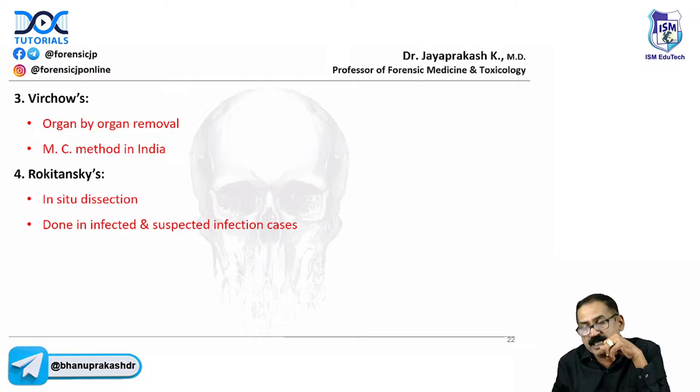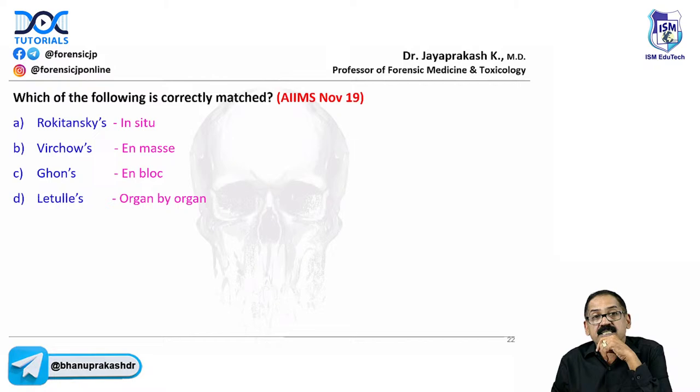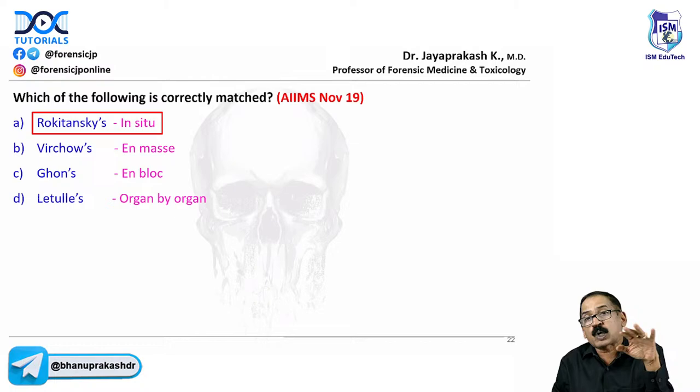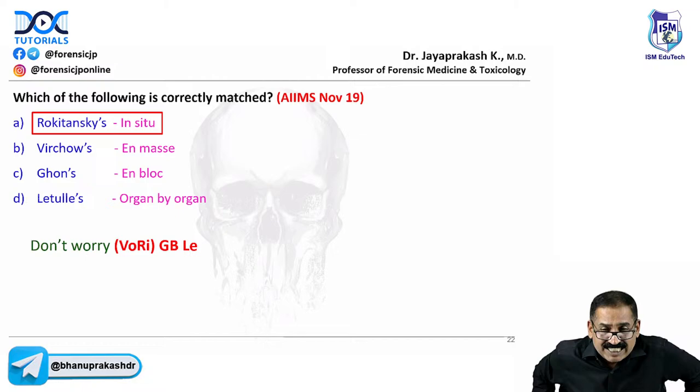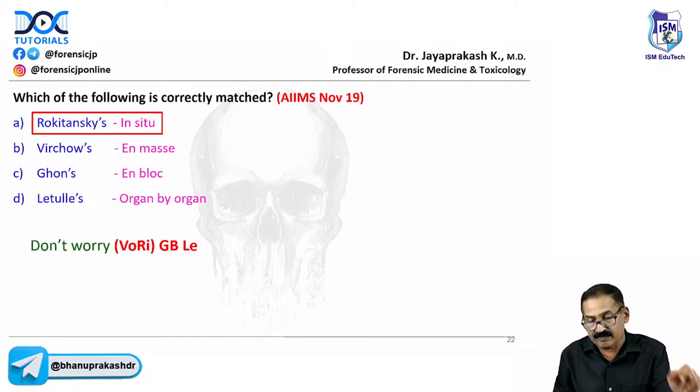Okay. Understood. No confusion. In Rokitansky technique, in situ dissection is done. Now, which is correctly matched? Correctly matched is Rokitansky is in situ. That is correct. Gons en bloc, wrong. You can remember, don't worry. Just change the spelling: V-O-R-I-G-B-L-E. V, Virchow, O, organ by organ. R, Rokitansky, I, in situ. G, Gons, B, block by block. L, Letulle, E, en masse or en bloc. En bloc removal at autopsy is called Letulle's technique.